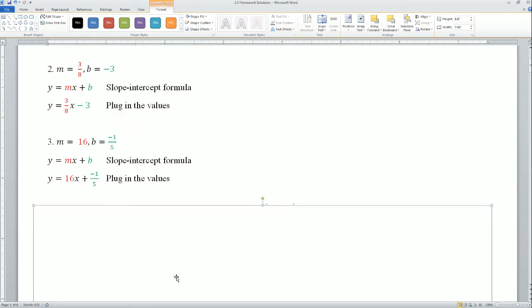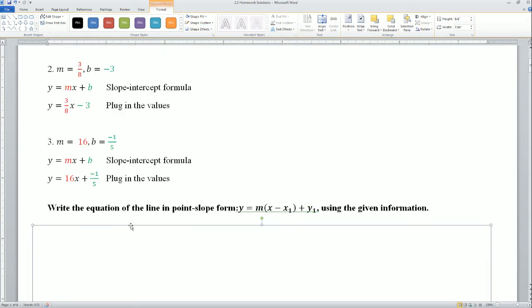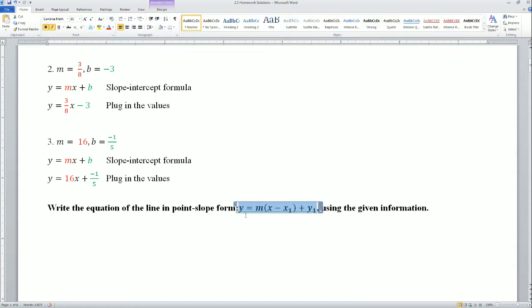So number 4 says to write the equation of the line in point-slope form, y equals m parentheses x minus x1 close parentheses plus y1, using the given information. I don't really like this form compared to slope-intercept form, so I'm going to show you.